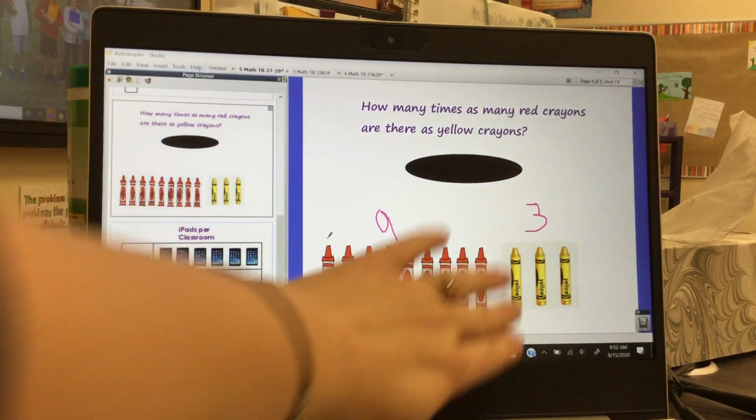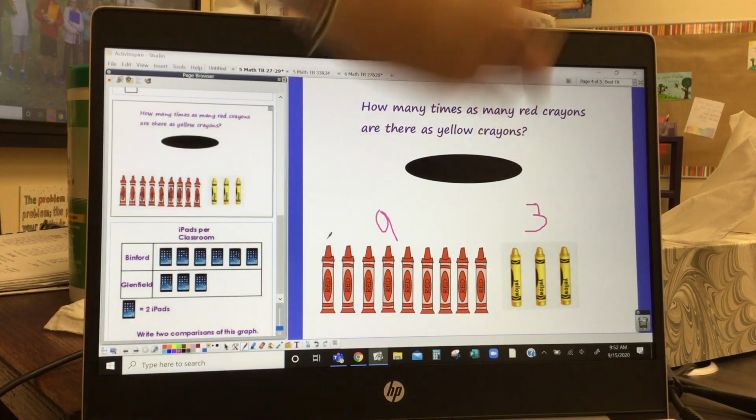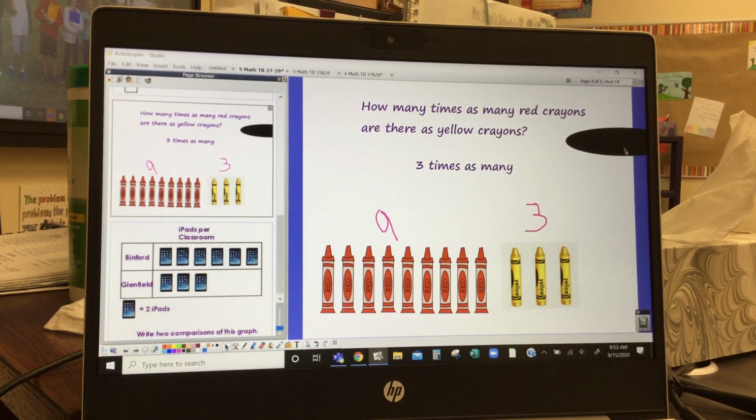Well, let's work it backwards. Let's take our number of red crayons, divide it by the number of yellow crayons we have, which is 3. 9 divided by 3 is 3. So our answer is 3 times as many, because it's asking how many times as many.